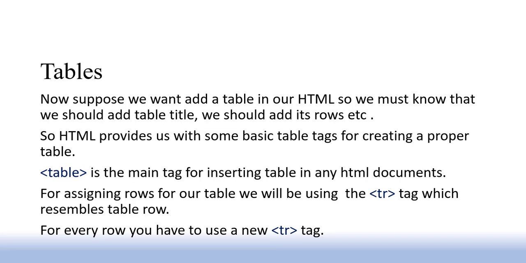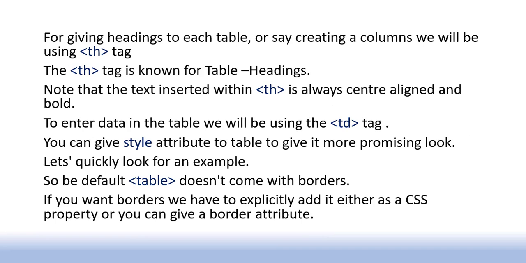So HTML provides some basic table tags, okay? Which are used for formatting, for rows, for columns and different things. So the main tag, that is the parent tag, is actually the table tag. The table tag acts as a parent tag and all other tags will be coming within the table tag. For assigning rows of the table, we will be using the tr tag. The tr tag is short for table row. That tag resembles table rows. For every row, you have to add a new tr tag.